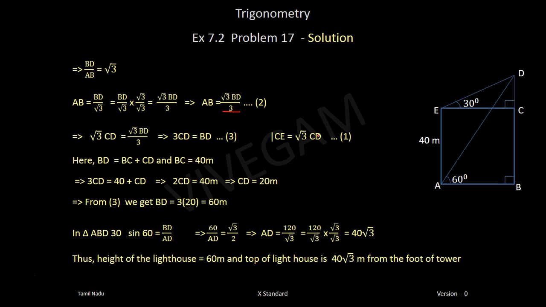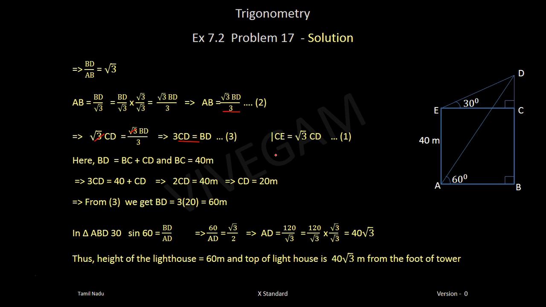So, what happens? Which means right hand side of equation 1 and equation 2. See equation 1 for your reference I have written here. CE equal to root 3 CD. But we know CE is also equal to AB. So, which means this is equal to this. So, root 3 CD equal to root 3 BD by 3. So, root 3 and root 3 will get cancelled. Right. So, 3 CD will be equal to BD. So, this is one equation.